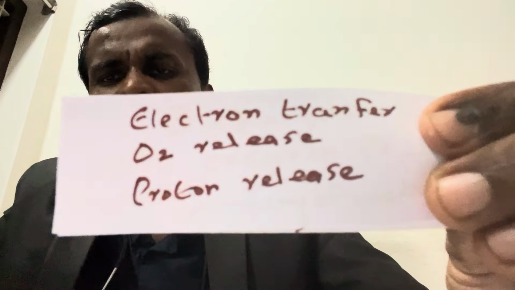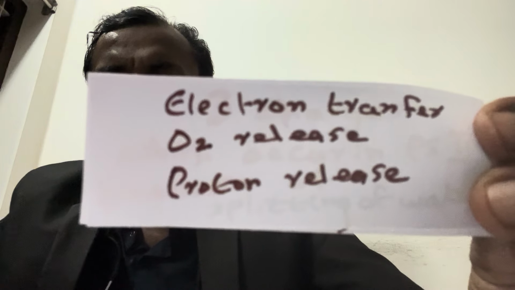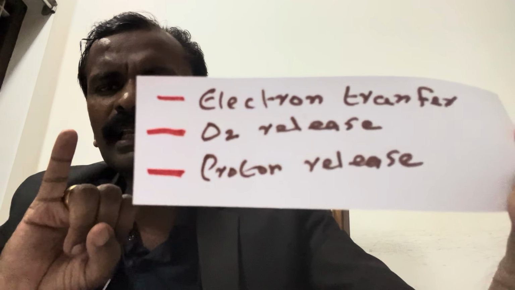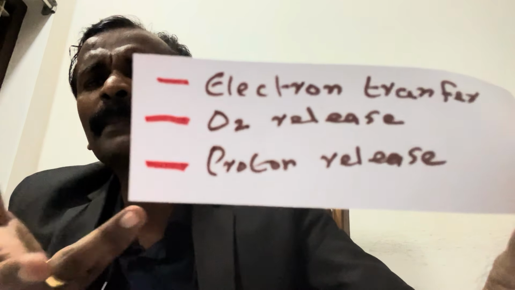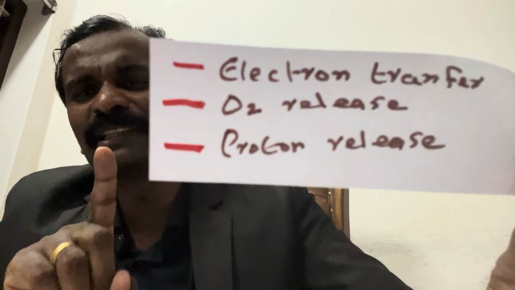So I have given 3 points here, okay? Electron transfer, oxygen release and proton release. They will give one more choice and they will make you confused. They will keep the 4th choice, and they might keep carbon dioxide release. So memorize this and tell me the question.